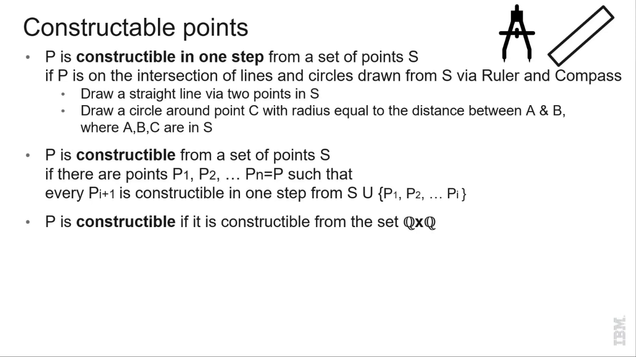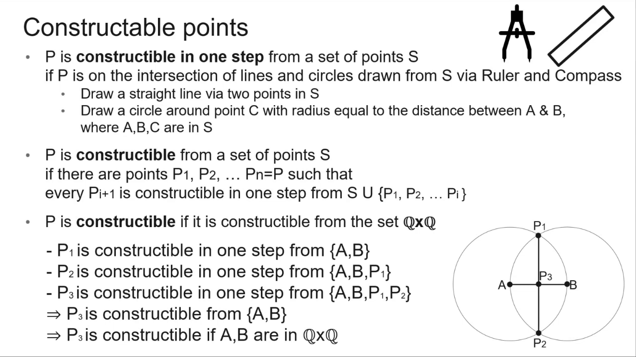Obviously, P is constructible in many steps if you just repeat the process. So you start from a set S, you construct point P1 in one step, and then you construct point P2 in one step, and at every point on the way you can also use the points that you already constructed before. And if your set S happens to be the plane of points with rational coefficients, that's Q times Q here, then the point is considered constructible, just like that.